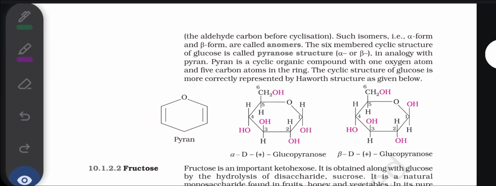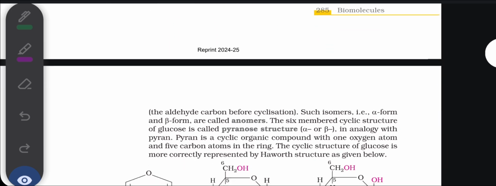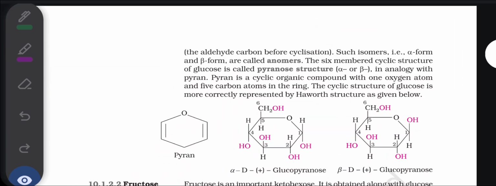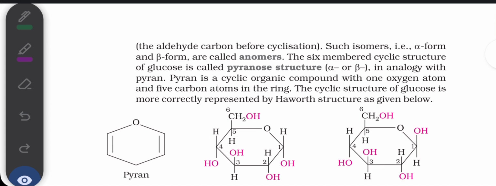The anomeric carbon is the aldehyde carbon before cyclization. Such isomers, that is alpha form and beta form, are called anomers. Okay, C1 anomer. The six-membered cyclic structure of glucose is called pyranose structure. Okay, not furanose. Furanose is for fructose. Pyranose structure, which is the six-membered cyclic structure, alpha or beta, in analogy with the pyran. Pyran is a cyclic organic compound with one oxygen atom and 5 carbon atoms in the ring.